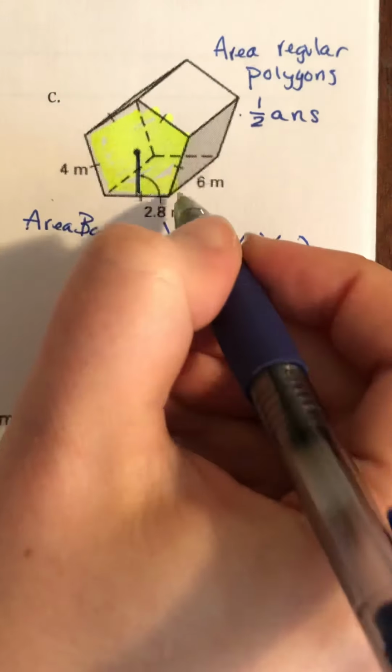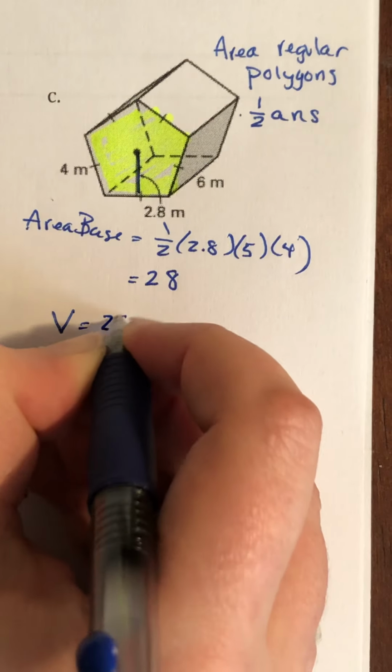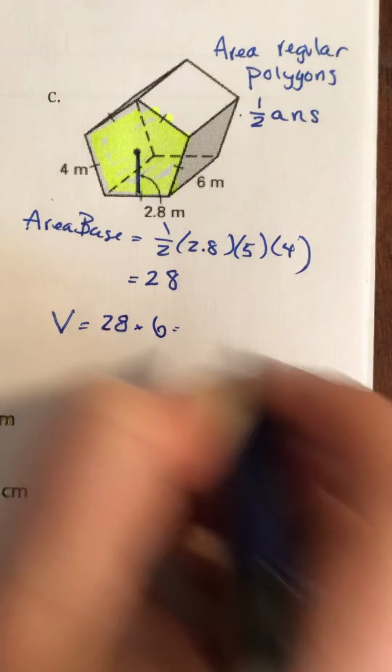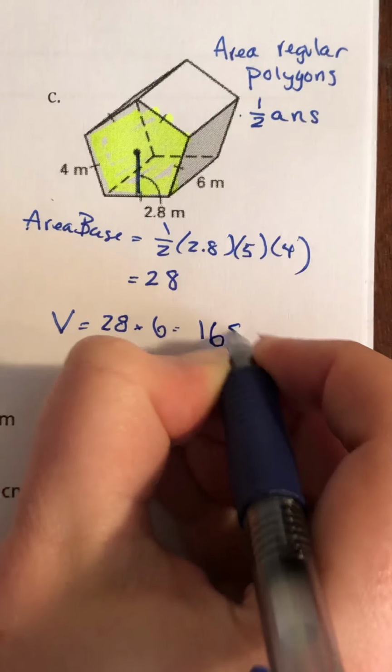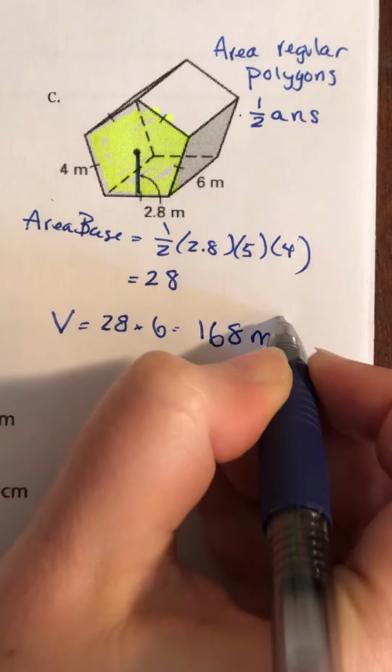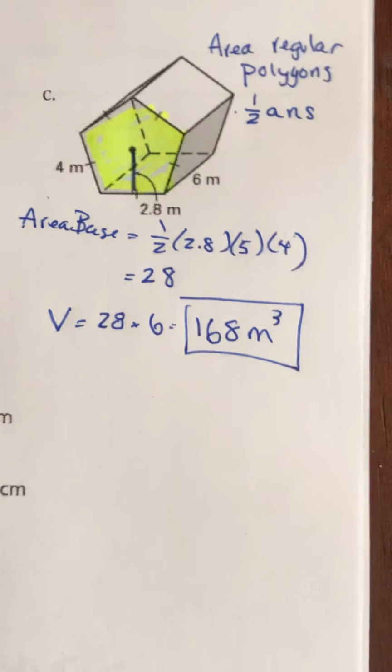And then essentially there's 6 of them. That's the height. It's kind of them stacked on top of each other. So the volume is going to be 28 times 6, which is 168. And this time it's meters, so we're doing meters cubed. All right.